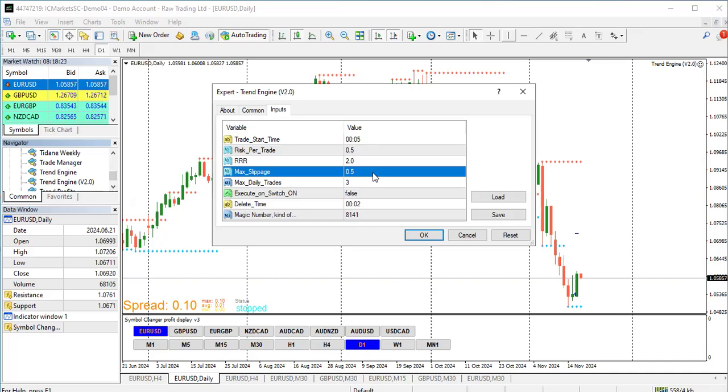Now, given that this EA is primarily designed to work with EU and GU, which are very, very liquid and have very, very low slippage, we are leaving this at 0.5 pips. We don't want a slippage of more than 0.5 pips. Now, the maximum daily trades, still leave it as 3. Now, execute on switch on. I'm going to set this to true so that we'll see what that does. All right, your magic number basically is just there. All right, and then we'll click on OK.